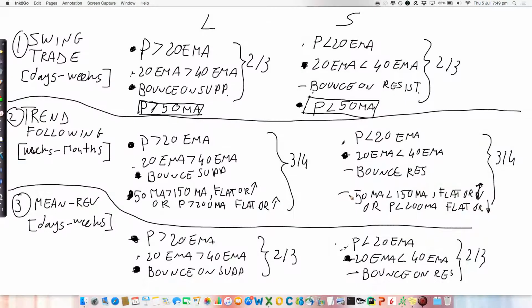So what happens is that now you see that the swing trade short and the mean reversion short would have been invalid. You would not have used these 2 strategies anymore. But you could have started to use what? To use these 2, right? Because now we have 3 out of 4 and 2 out of 3.